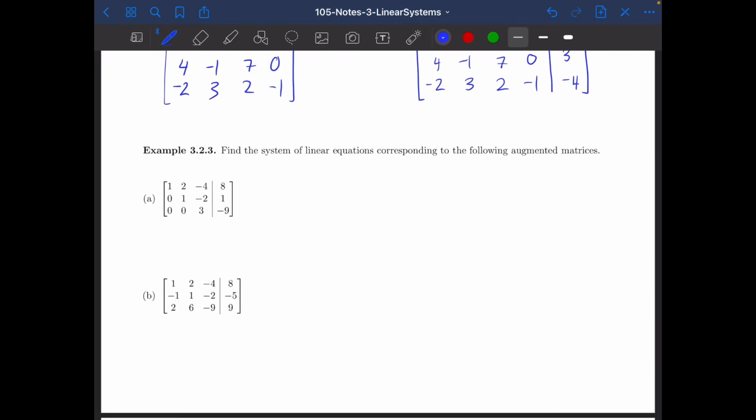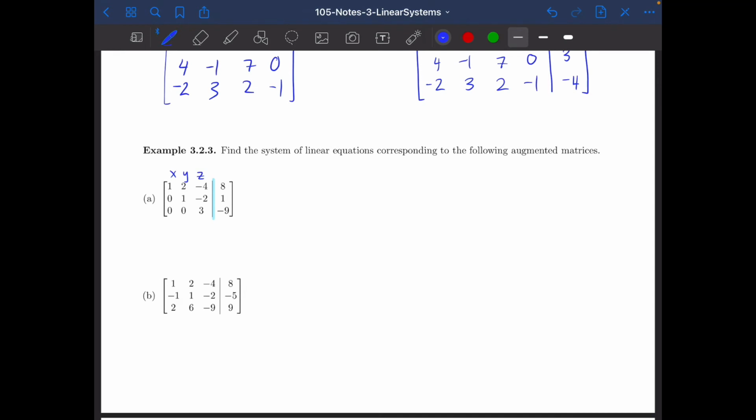In example 3.2.3, we want to find the system of linear equations corresponding to two different augmented matrices. So we're given augmented matrices in this case. We want to find linear systems. Let's look at part A. We need to make a decision here. We need to choose variables. We have a lot of freedom. Now, since there are 3 columns to the left of the vertical bar, that means that we're going to need 3 variables. Let's choose x, y, and z as our 3 variables.